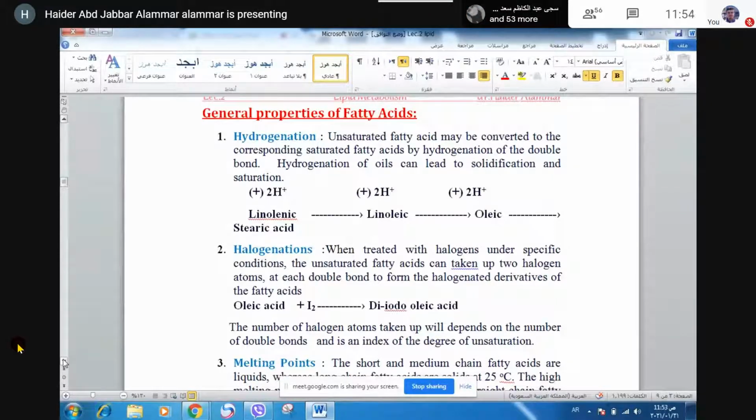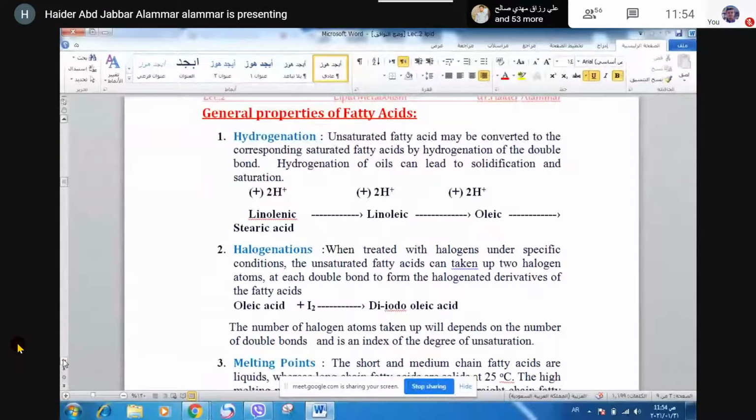Halogenation is also associated with unsaturated fatty acids, because unsaturated fatty acids have a double bond. When an unsaturated fatty acid is treated with a halogen, for example iodine, under specific conditions, it can take up two halogen atoms per double bond. يعني كل double bond تقدر تاخذ two halogen, two iodine.